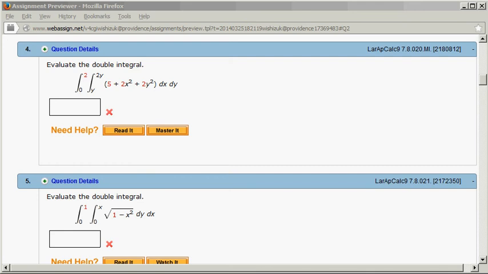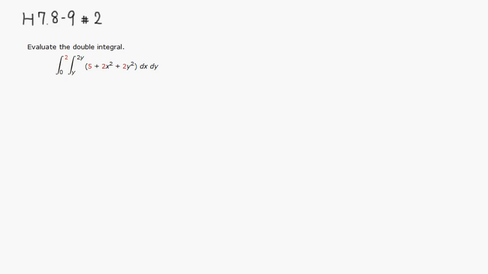All right, let's look at the homework 7.8, 7.9, problem number 4. Let's evaluate this double integral. First, we're going to take care of the inside integral. So let's do that.